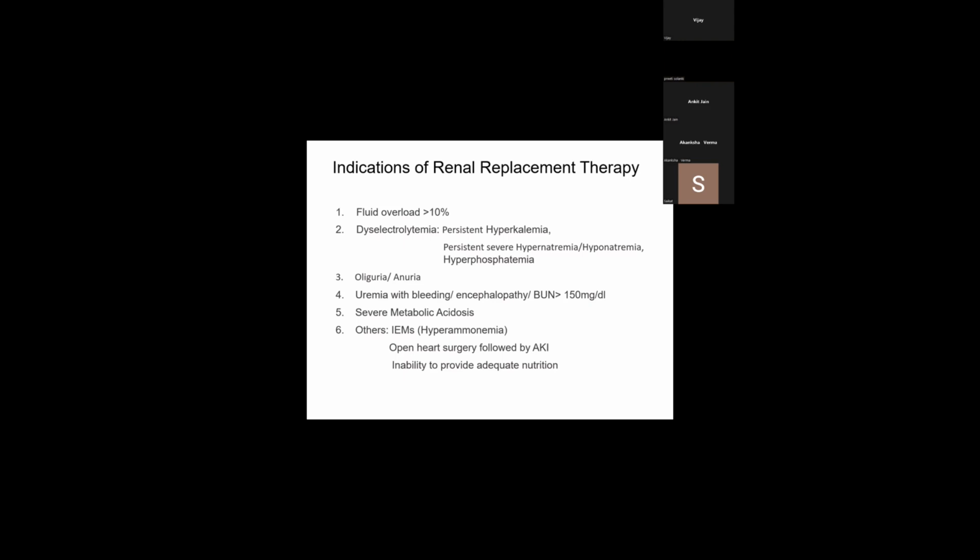Also, just as in our case, in case of oliguria or anuria, there is an indication for renal replacement therapy. Next, in uremia with bleeding or encephalopathy and blood urea nitrogen more than 150 mg per dL. In severe metabolic acidosis, renal replacement therapy is also indicated. There are other indications like inborn error of metabolism such as hyperammonemia. Open heart surgery in a neonate may lead to AKI, which needs renal replacement therapy, and inability to provide adequate nutrition is also an indication for renal replacement therapy.